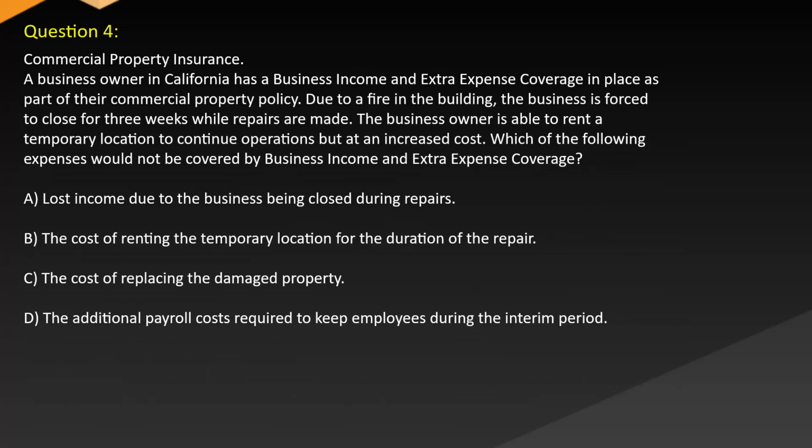Question 4. Commercial property insurance. A business owner in California has business income and extra expense coverage in place as part of their commercial property policy. Due to a fire in the building, the business is forced to close for 3 weeks while repairs are made. The business owner is able to rent a temporary location to continue operations, but at an increased cost. Which of the following expenses would not be covered by business income and extra expense coverage?